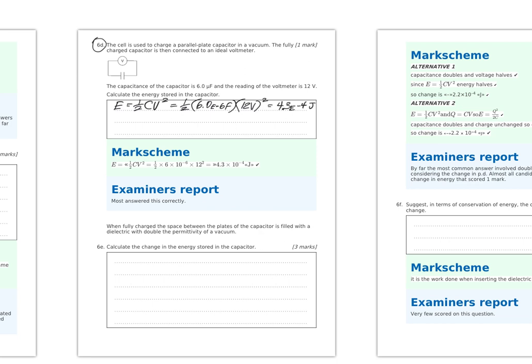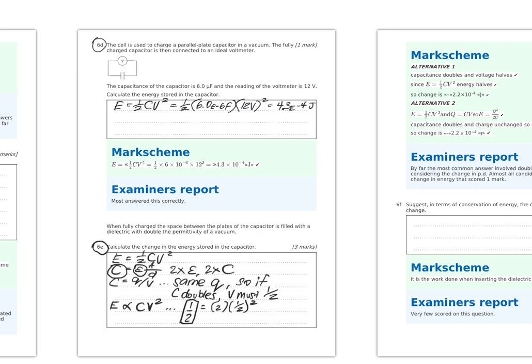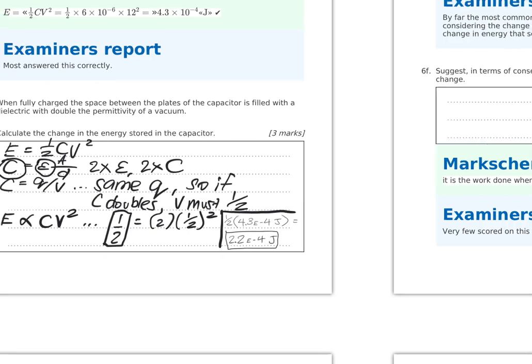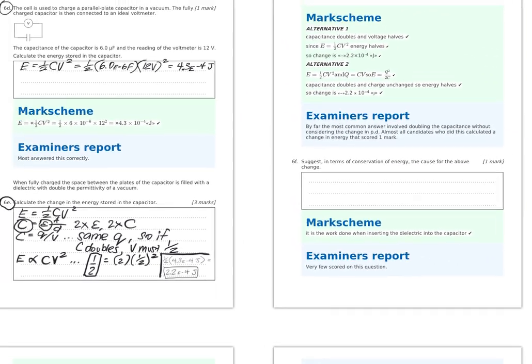So let's see what happens. Voltage is squared, so that would be a quarter, but then the capacitance is doubled, and so 2 times a quarter is 2/4 or 1/2. So the energy is going to be half what it was. It looks like the question says calculate the change. It actually wants you to take half of the previous answer. So half of the 4.3 times 10 to the negative 4 means that the energy is now 2.2 times 10 to the negative 4 joules, which agrees with the mark scheme.